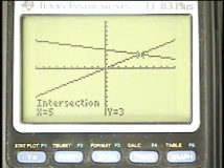And there's our intersection point, 5, 3. And you can verify that that is in fact a solution on your own time.